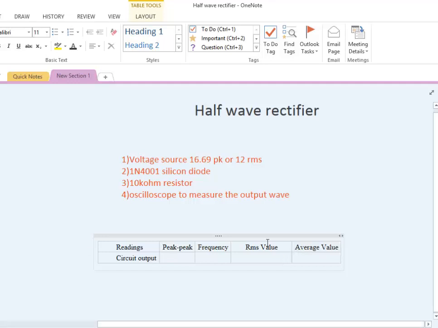We have to take the following readings: the peak to peak, which would come from the oscilloscope. The frequency is predefined, it is 50 Hz, and the RMS value of the voltage would be taken from the multimeter, but when it is adjusted to AC waveform. Similarly, the average value is the DC voltage value, which would also be taken from the multimeter, but set to DC. So let's begin with the practical.